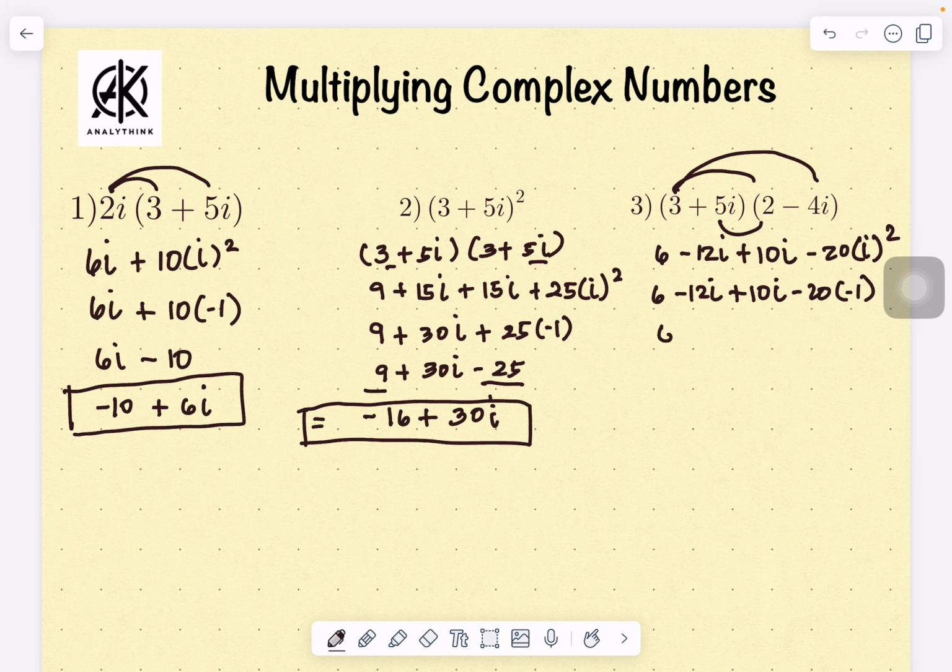And then we will have 6 plus 20, and then negative 12i plus 10i gives negative 2i. Negative and negative, you have positive 20. So therefore, our final answer would be 6 plus 20, which is 26, minus 2i. So this is our final answer.